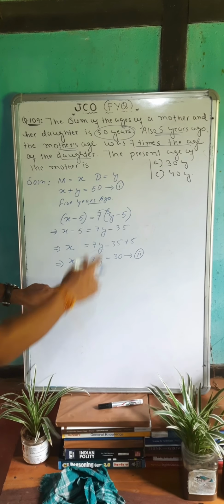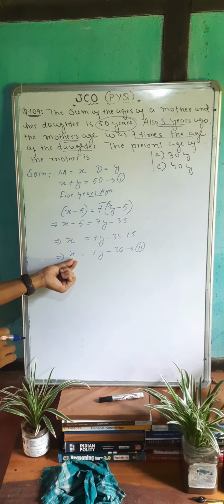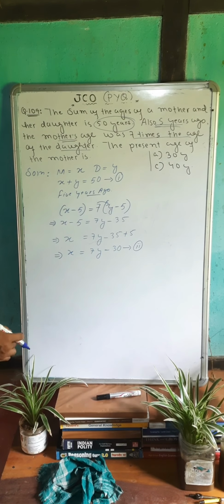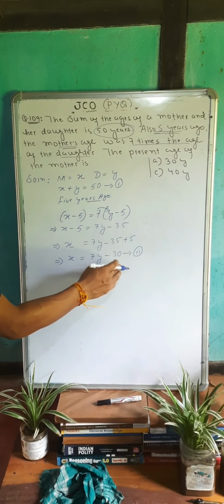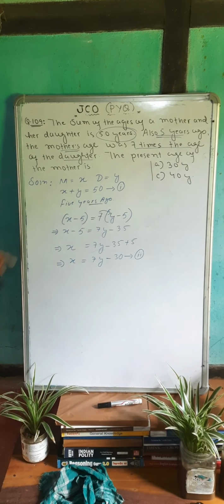Now we need to find the age of mother. How will we find the age of mother? At first we need to find either the value of X or the value of Y. So X equals 7Y minus 30, this is equation number 2. We can put it in equation number 1.